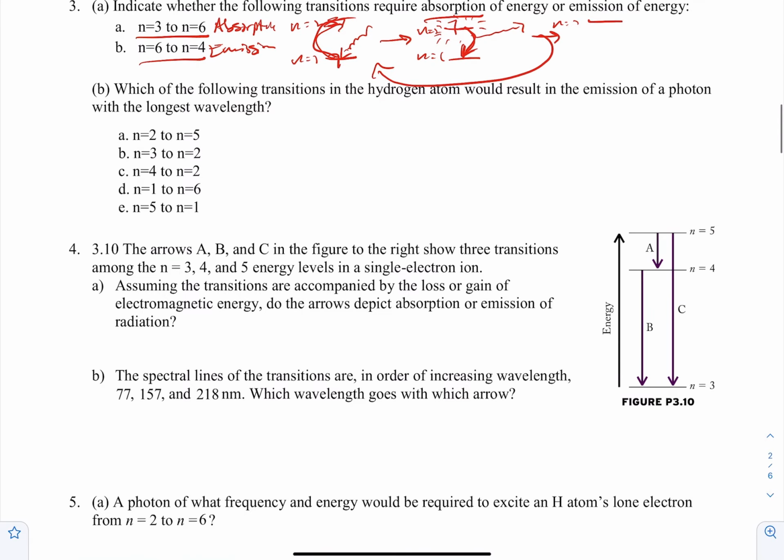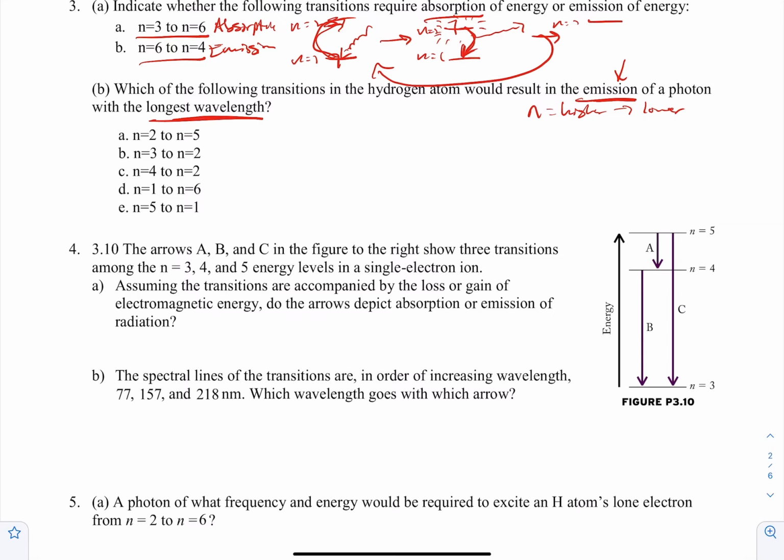Okay. Part B says, which of the following transitions in the hydrogen atom would result in the emission of a photon with the longest wavelength? Okay, so let's focus on the first part, emission. Emission means I'm going to be going down. It means I have to have a higher to a lower to get an emission.